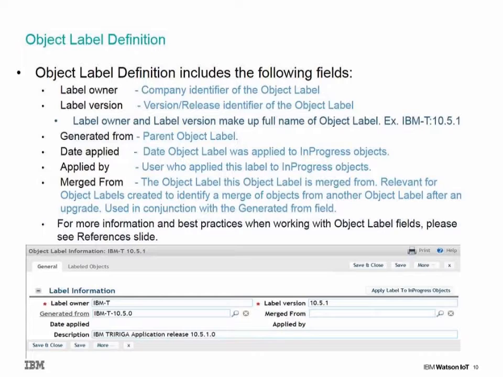For example, let's say at some point you upgrade to some future TRIRIGA release, let's say TRIRIGA 10.5.2. Prior to upgrade, you have objects that belong to a customer label. After upgrade, a new merged label can be created to indicate these objects still need to be part of the latest customer label, which would be indicated in the generated from field. The merged from field can indicate that these objects have now also been merged with IBM TRIRIGA 10.5.2.